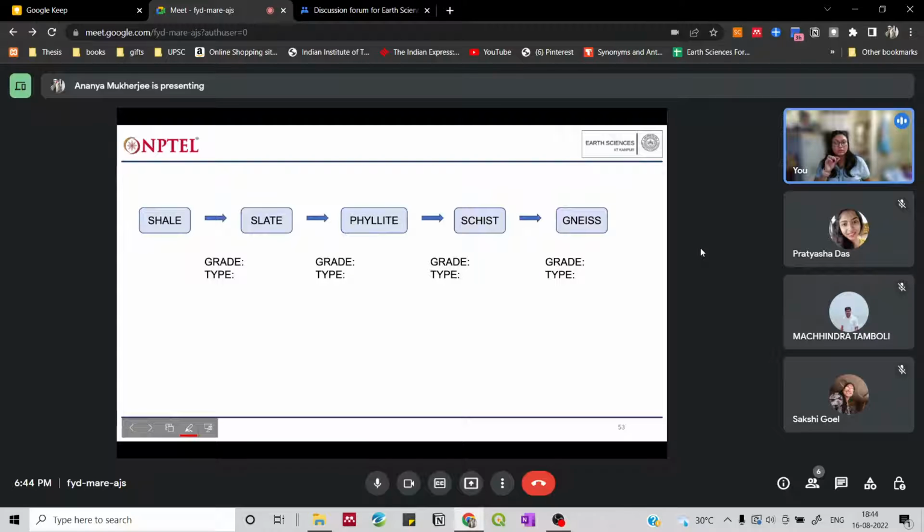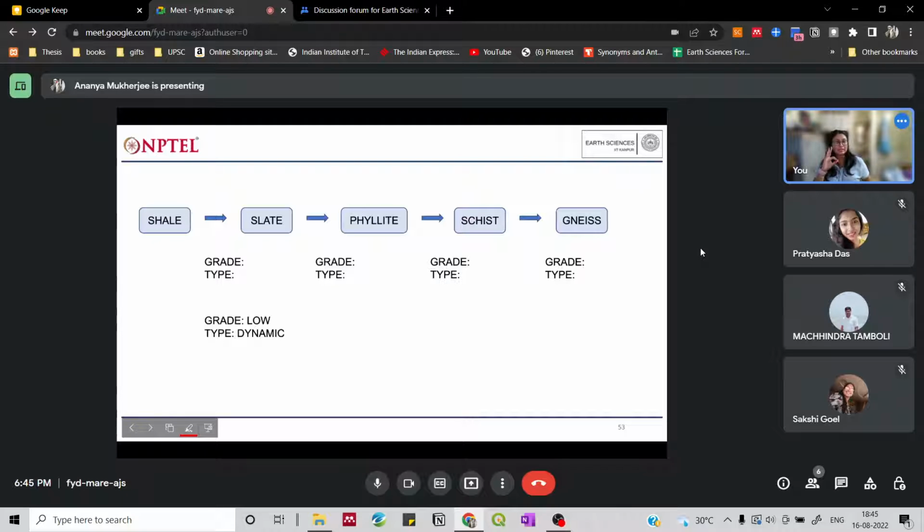Suppose you are given this sequence. Shale is the parent rock, which is a sedimentary rock. Then it forms slate, then phyllite, then schist, and then gneiss. As per what we discussed previously, we will try to see the grade of each rock and the type of metamorphism. For slate, it is low grade, forming at lower temperatures, and the type is dynamic. That means pressure is the active agent forming this rock.